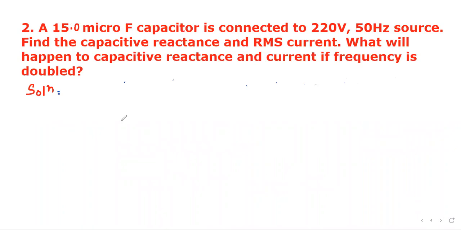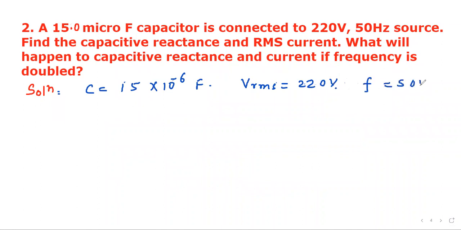Let's go to the next question. A 15 microfarad capacitor is connected to a 220 volt 50 hertz source. Find the capacitive reactance and RMS current. What will happen to capacitive reactance and current if frequency is doubled? So here we are given C equal to 15 into 10 to the power minus 6 farad, and VRMS is given as 220 volt. Frequency is given as 50 hertz.